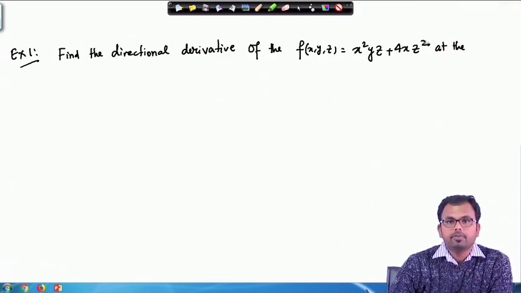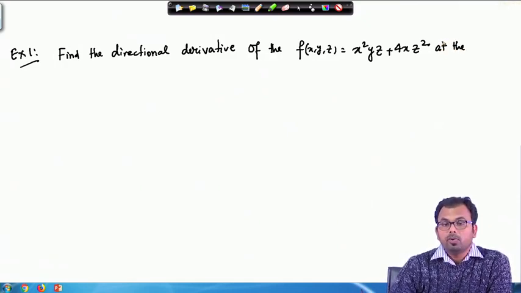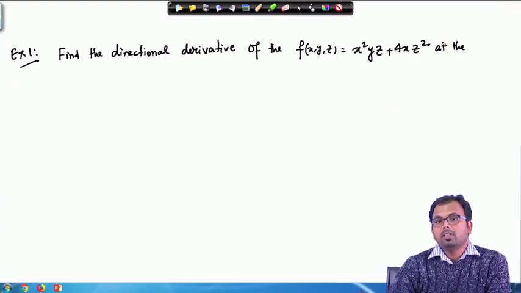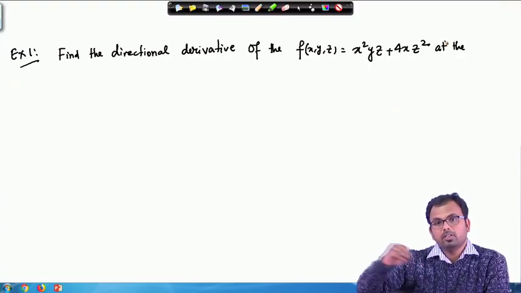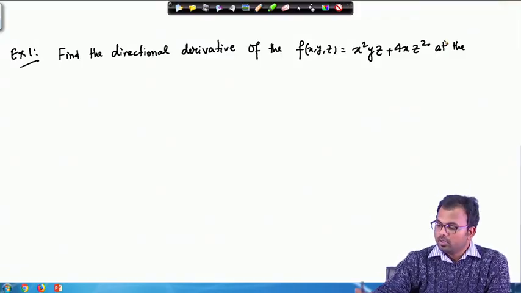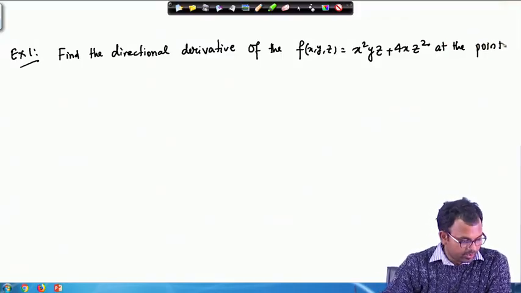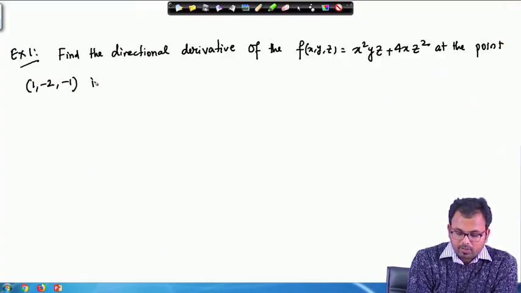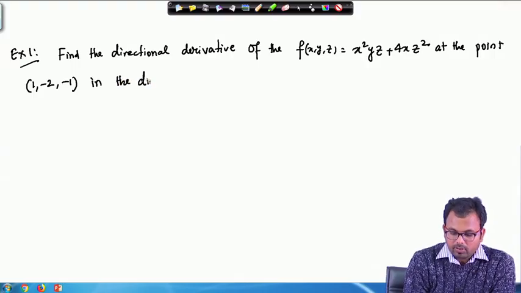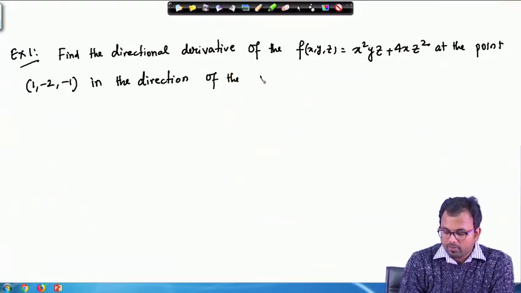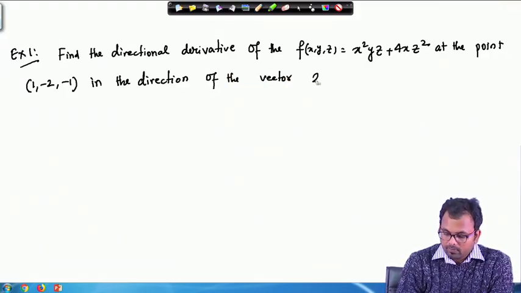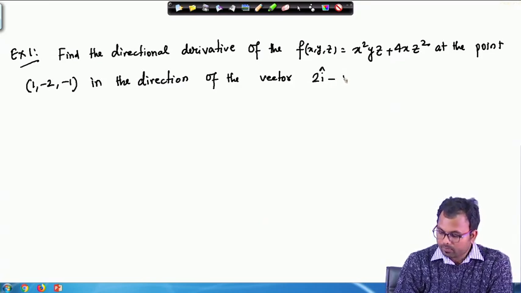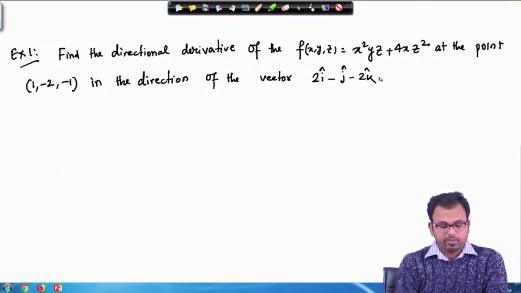As we know, we always have to calculate the directional derivative at a certain point, and at the same time we also need a unit vector in the direction of which we will calculate the directional derivative. So the point is (1, -2, -1), in the direction of the vector 2i minus j minus 2k. Here i, j, k are the unit vectors.